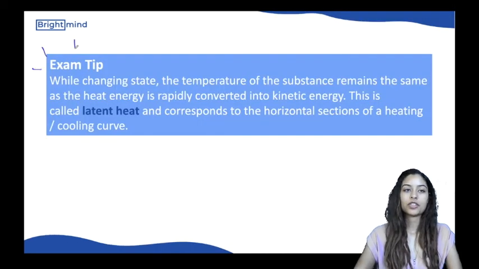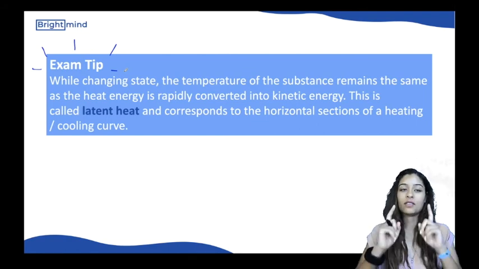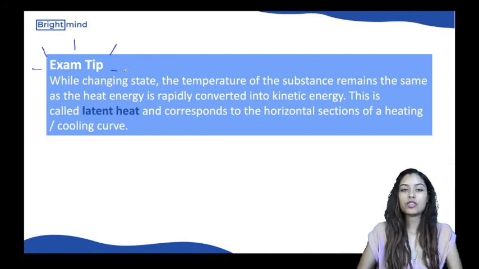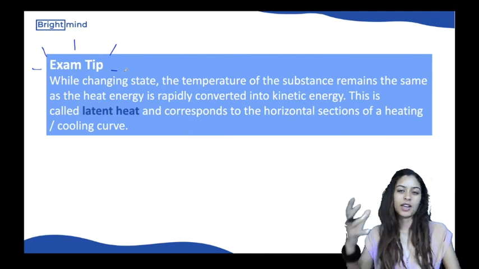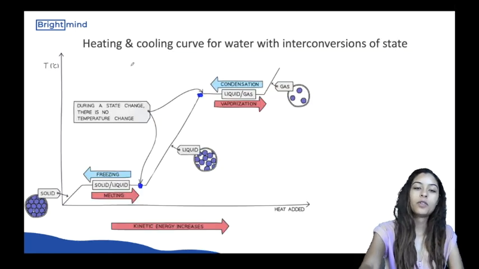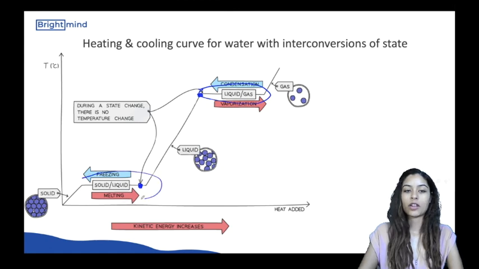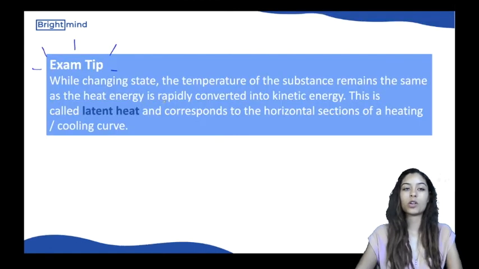Alright, let's pay close attention to this exam tip. While changing state, the temperature of the substance remains the same. The heat energy is converted into kinetic energy, and this is what we call latent heat, and it corresponds to the horizontal sections of the cooling curve. If we flip back to that, we can see we have horizontal sections of the cooling curve over here and over here. This is what we mean when we talk about latent heat.